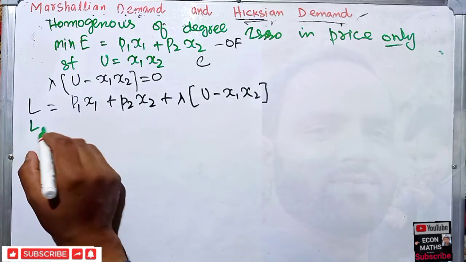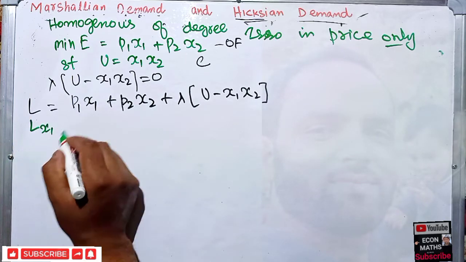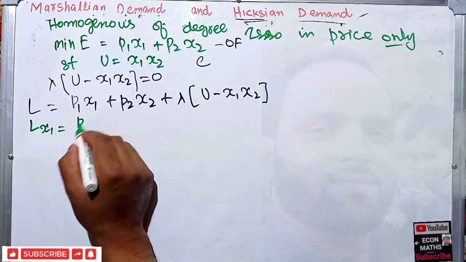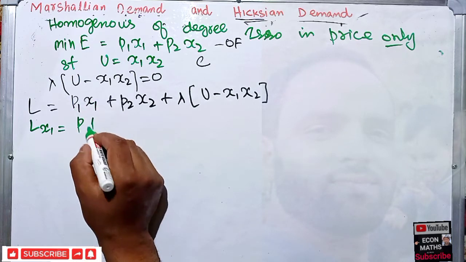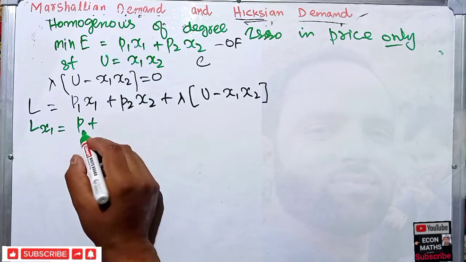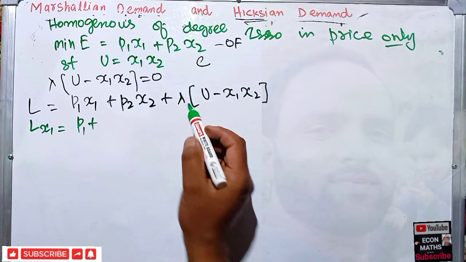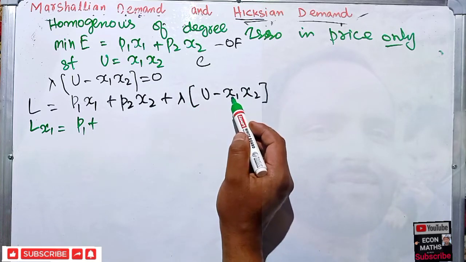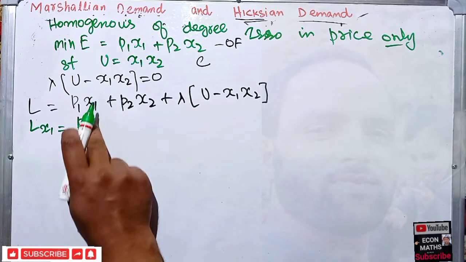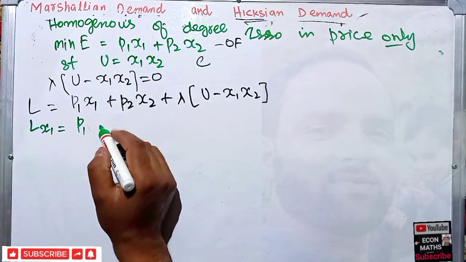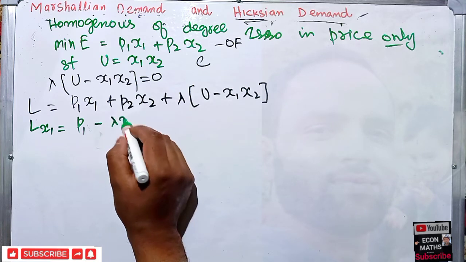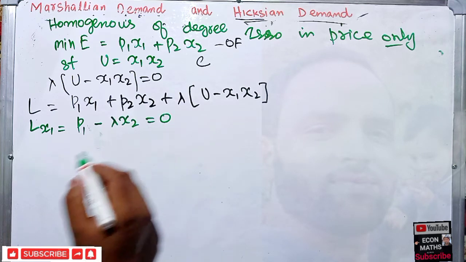So partially differentiating with respect to x1, we are left with p1 only, because the derivative of x1 would be equal to 1, plus, since no x1 is involved here, this will become minus lambda x2 is equal to 0.